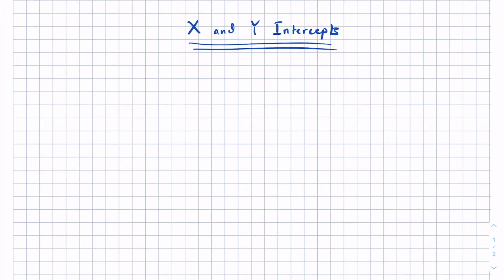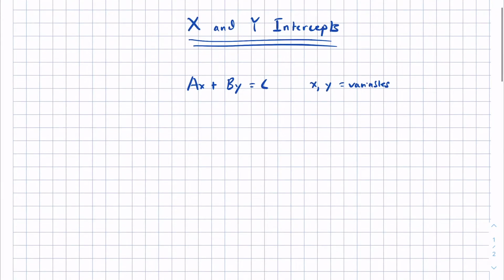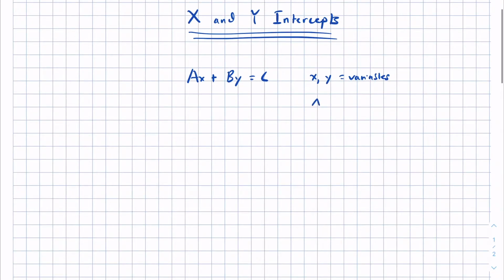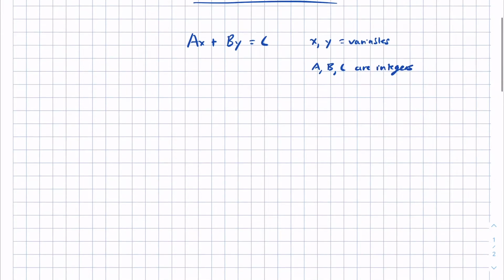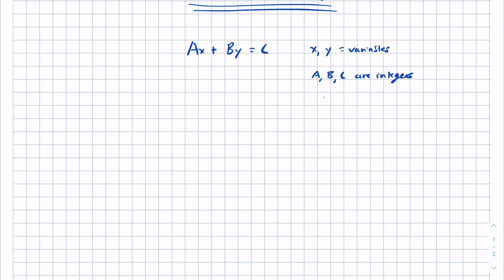First, I wanted to go over the standard form of a linear equation and how we can use this standard form to identify them. The standard form of a linear equation is ax plus by equals c, where x and y are variables and a, b, and c are integers whose greatest common factor is 1, and also where a has to be greater than or equal to 0.